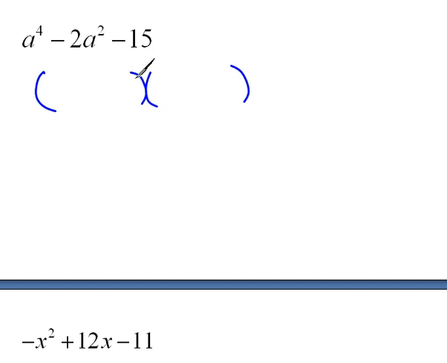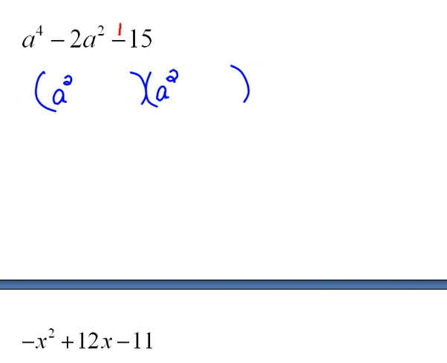Now, what times what would give you a to the 4th? Well, in this case, it would be a squared times a squared, which is very advantageous because our middle term needs to have an a squared in it. So because of that, this will factor beautifully.